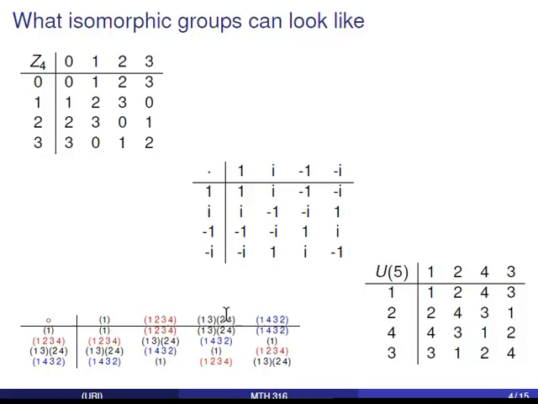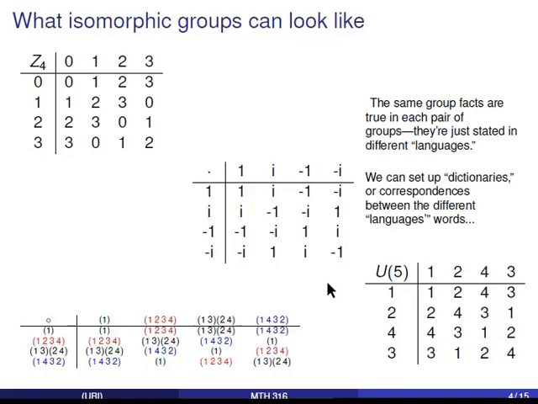So, because these Cayley tables are the same, we can conclude that they have the same facts. If we could set up dictionaries or correspondences between the different elements in the groups, the different words of this language, then we would have what we call an isomorphism.